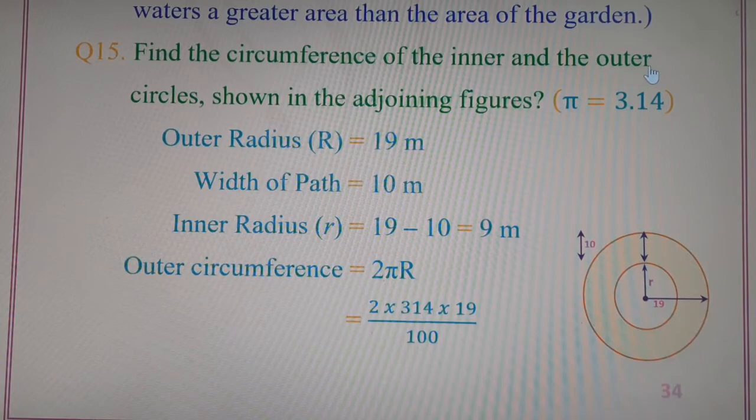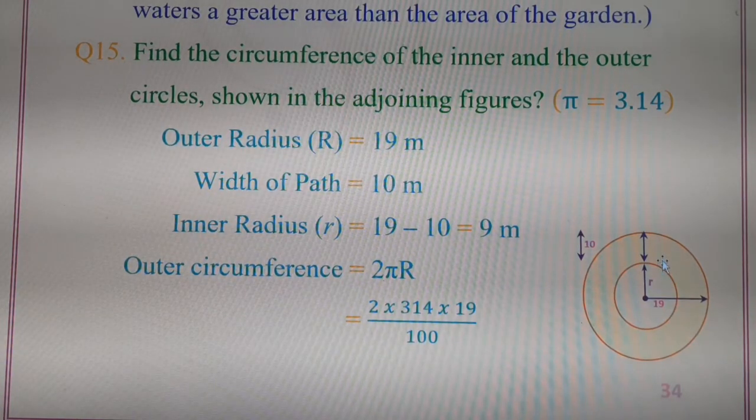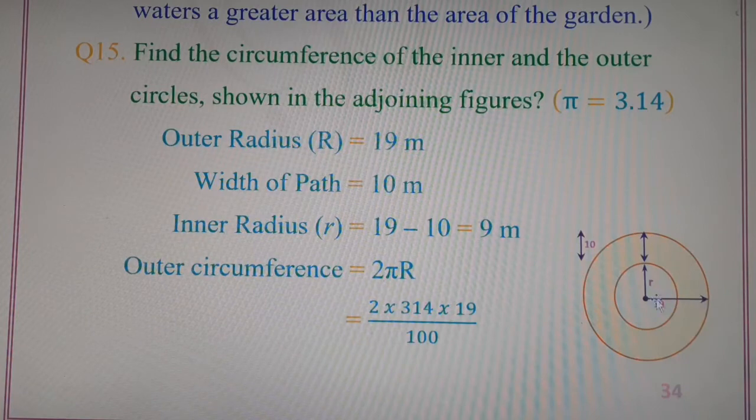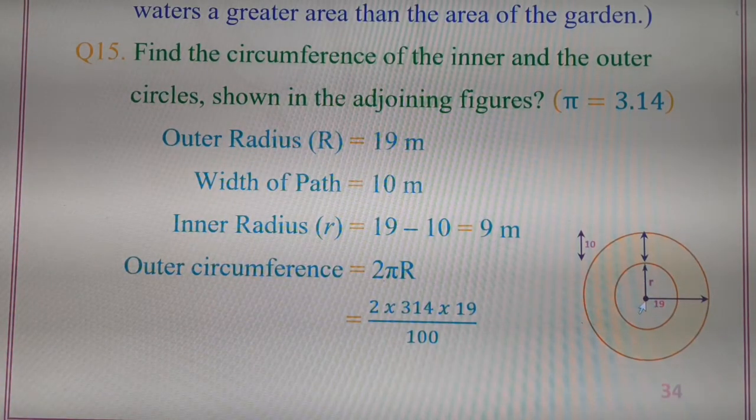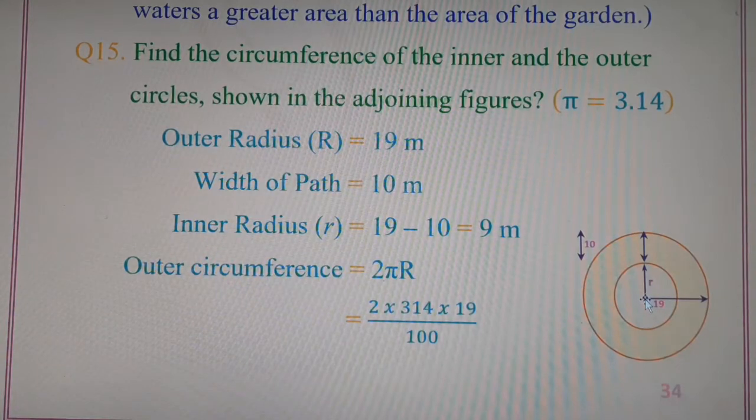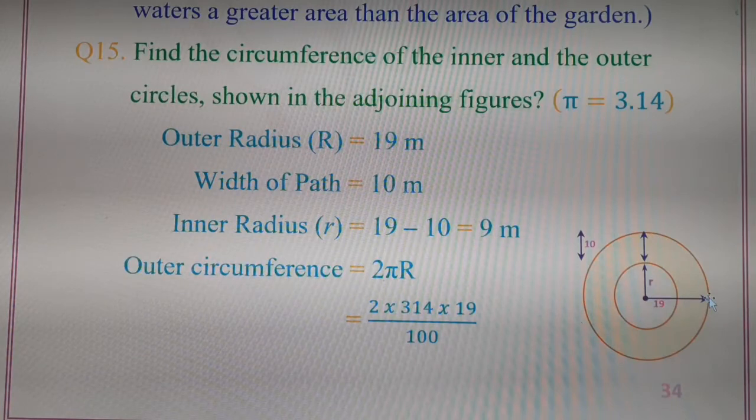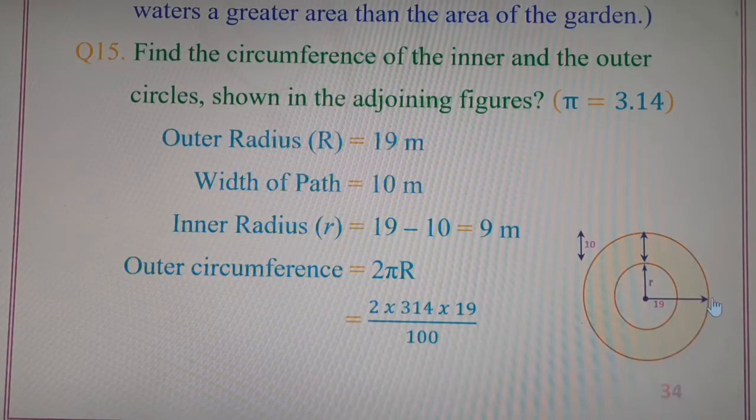Find the circumference of the inner and outer circles shown in the adjoining figure. So in the adjoining figure, we have to find the circumference of the two circles. The radius of the outer circle is given as 19 meters. This purple arrow represents the distance from the center point of the circle to the outer point of the circle, that is the radius of the outer circle, 19 meters.